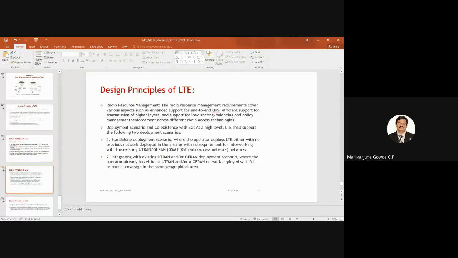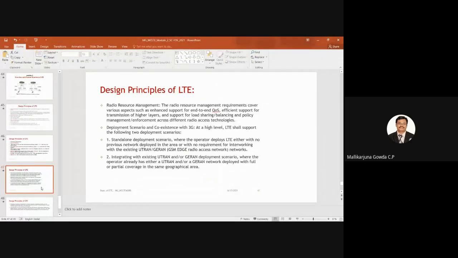What I can say is when the operators deploy this LTE either with no previous network deployed in the area or with no requirement for interworking with the existing UTRAN or other networks. I hope we will be able to understand how Jio has entered, right? Because they were not having any 2G or 3G network, so directly they have deployed 4G. So they have integrated and other things, right?